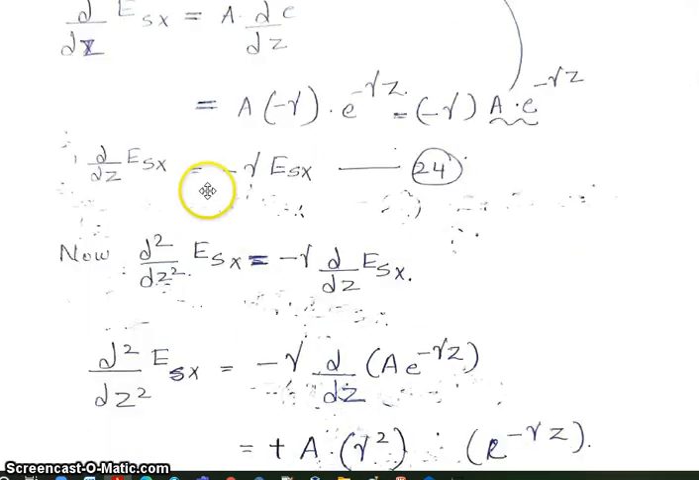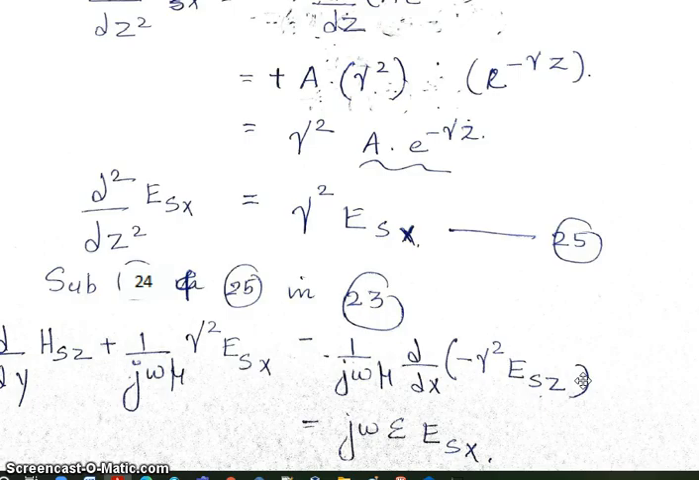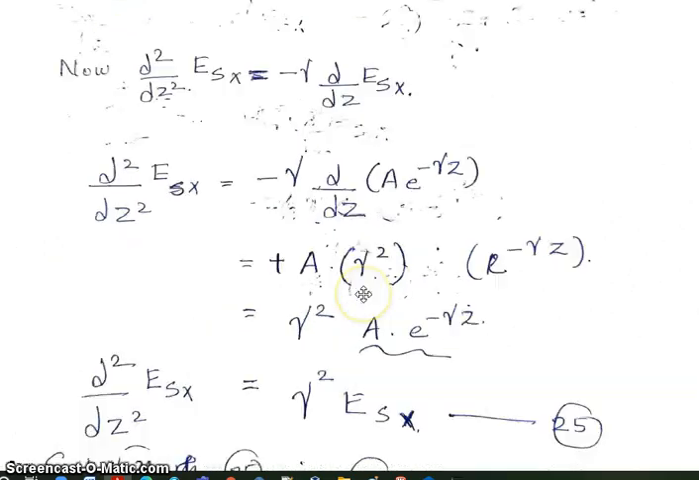Now I am going to take the double differential of equation 24. Finally I will get ∂²/∂z² Esx is equal to gamma square a into exponential of minus gamma z, where you know that this term a into exponential of minus gamma z is equal to Esx. So finally my equation 25 is ∂²/∂z² Esx is equal to gamma square Esx. Next I am going to substitute equation 24 and 25 in equation 23.